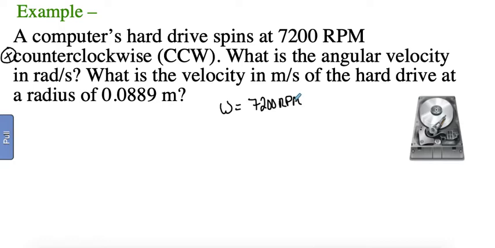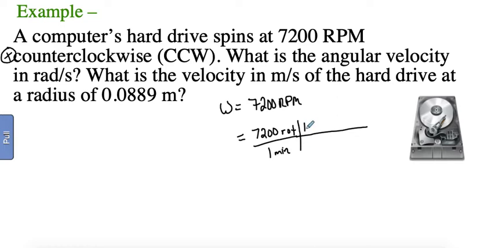And this is just kind of a conversion problem. So we have rotations per minute. We have to change that to radians per second. So this involves a little bit more conversion here. So let's set up some tracks to see if we can figure it out. So we have 7,200 rotations happening in 1 minute. And we want to change that to radians per second. Okay, so remember those conversion numbers I wrote on the last slide there. Let's take care of the easy one first.